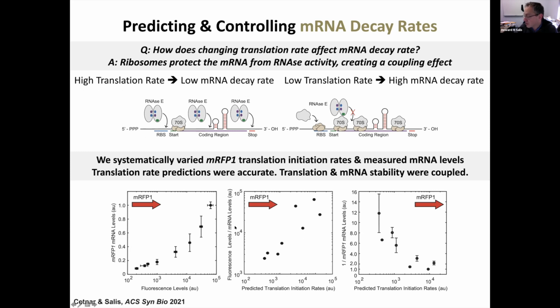If we take the fluorescence levels, divide it by the messenger RNA levels that we both measured, we do see a linear relationship between predicted translation initiation rate and that ratio that is measured. So the RBS calculator is working appropriately in this regard. But then importantly, if we compare the decay rates of that messenger RNA versus the predicted translation initiation rate for the RBS, we see an inverse relationship. So higher translation initiation rates gives us lower decay rates. Okay, so we're quantifying the ribosome protection effect.